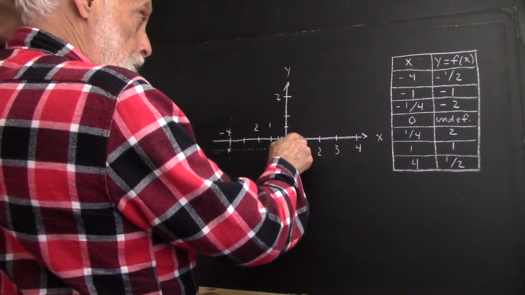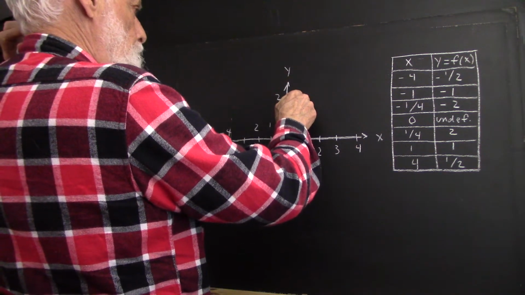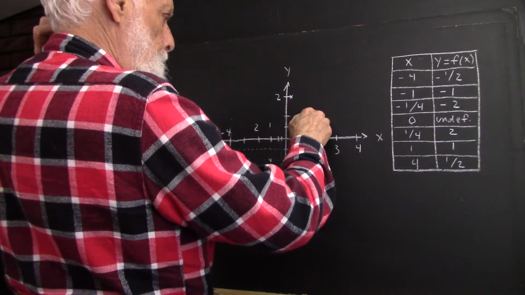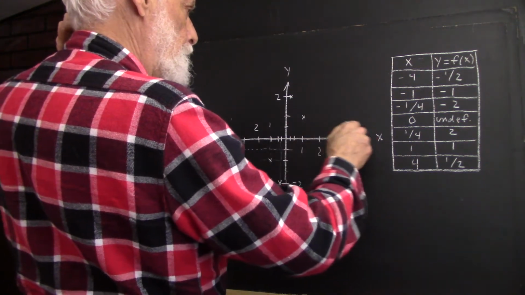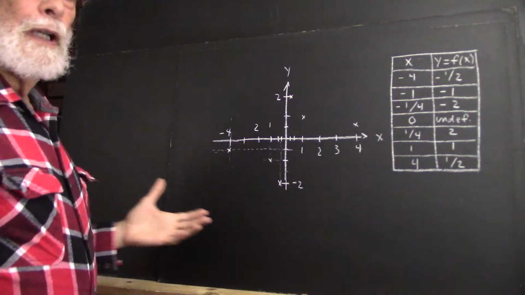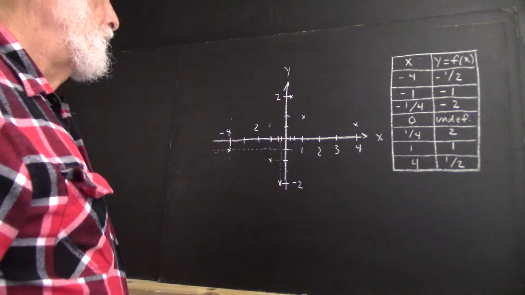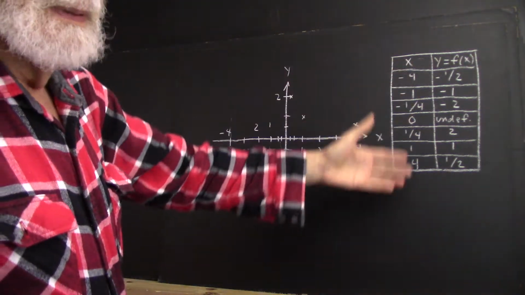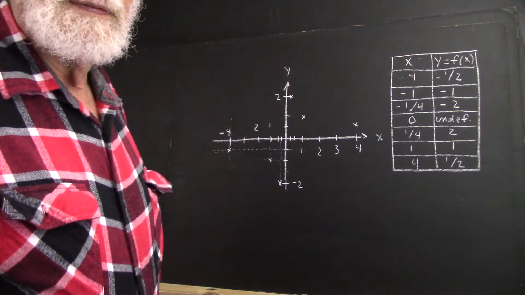Okay, so then we have the point -1/4, 2, the point 1, 1, and the point 4, 1/2. Well, that's a graph of the table. Okay, so we would call this the point graph corresponding to the table. Now we can extend that point graph. Okay?